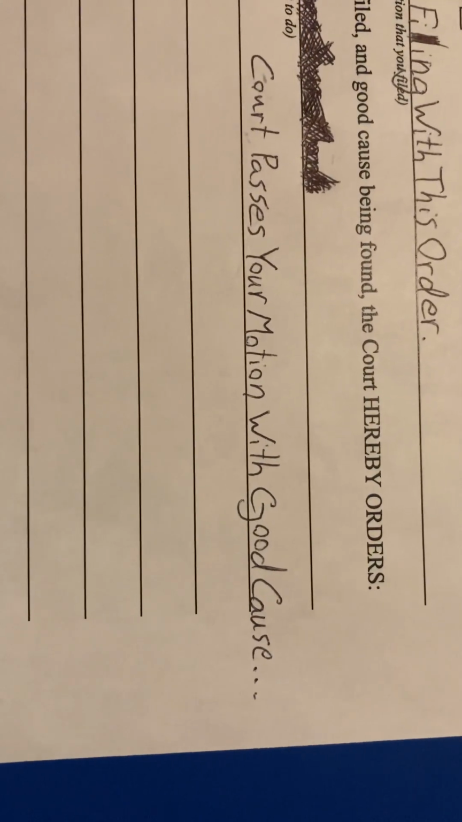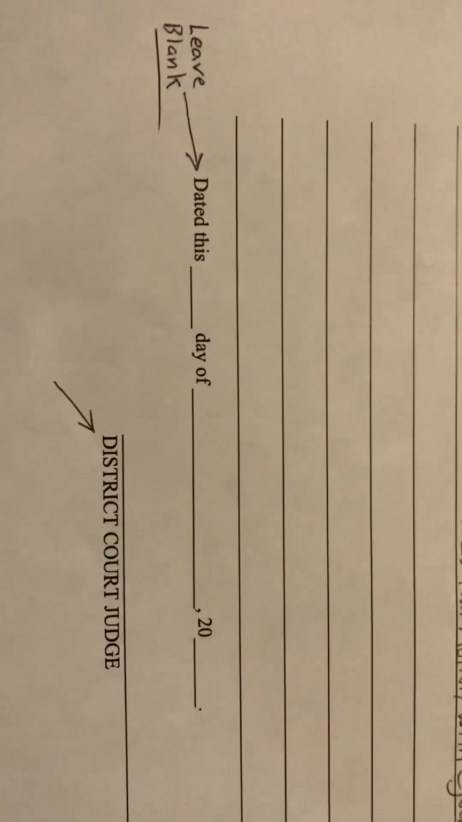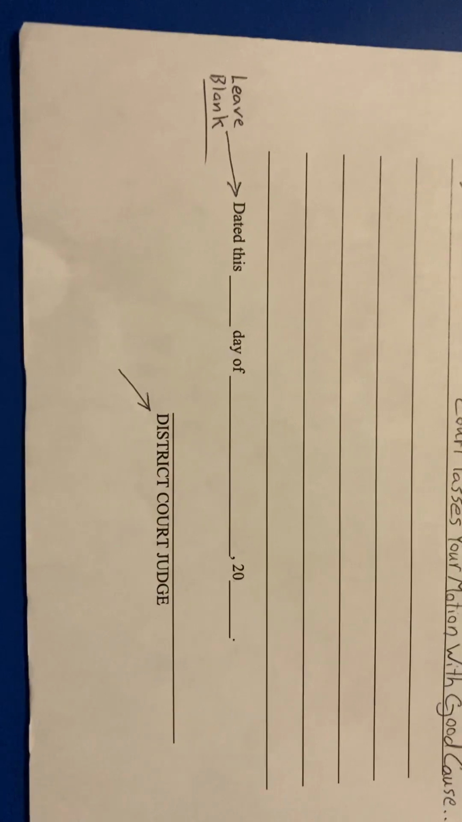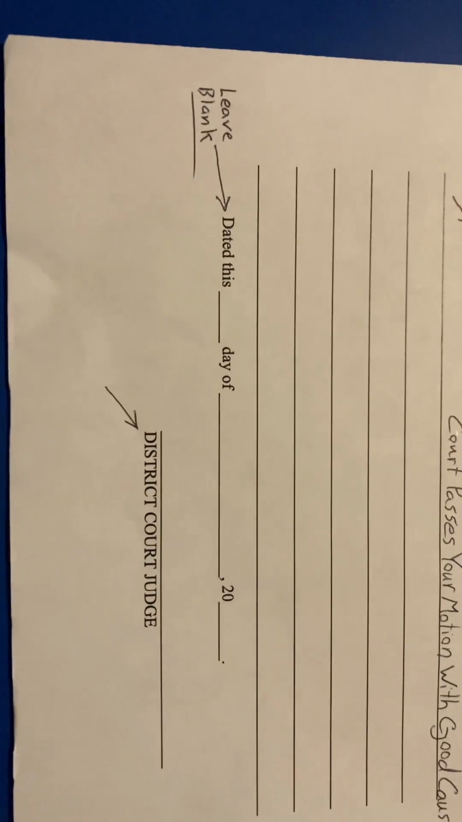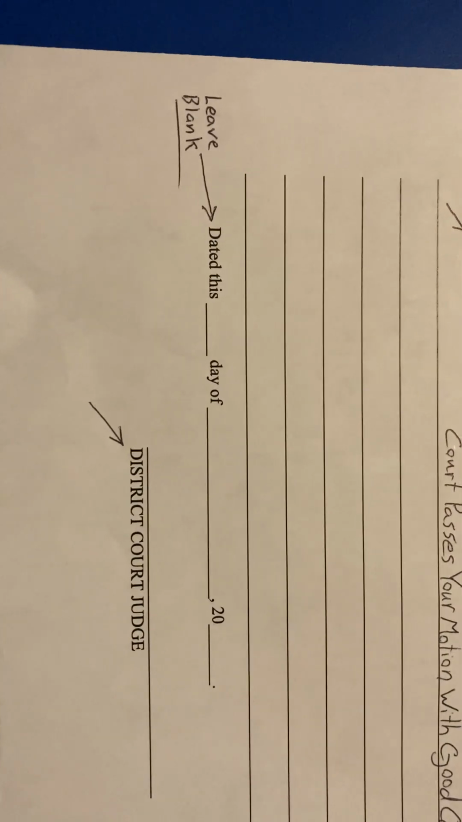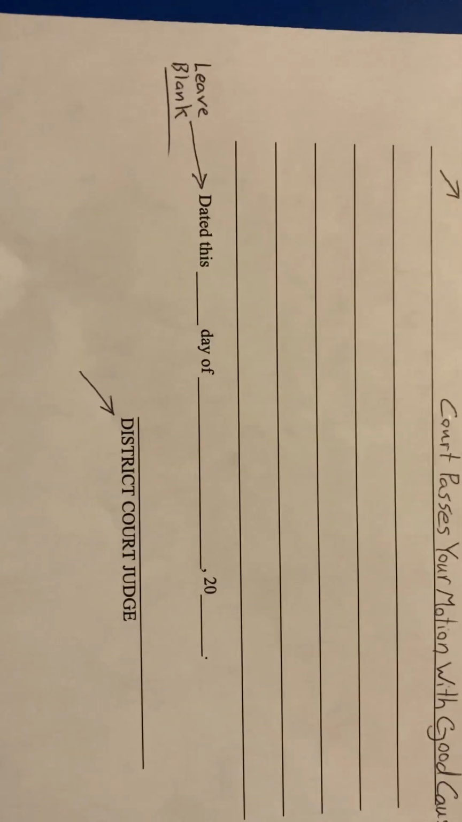Court passes the motion with good cause. Again, you have to have good cause in order for the motion to pass. Otherwise, everybody's going to be doing this. You have to go through the laws one by one, and trust me, it takes time. But you don't need a law degree to accomplish any of this. At the bottom of the order here is the judge's signature. You leave both of these blank. The judge is going to date that and sign it if he chooses to go through with your motion.